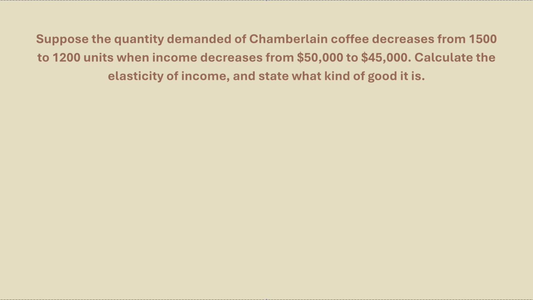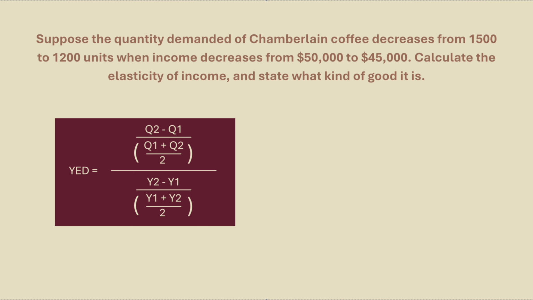Suppose the quantity demanded of Chamberlain coffee decreases from 1,500 to 1,200 units when income increases from $50,000 to $45,000. Calculate the elasticity of income and state whether it is an inferior or normal good. In this case, we've been given numbers rather than percentages, so we'll need to use the midpoint method. The new quantity is 1,200 minus the old quantity, 1,500, over the average quantity.